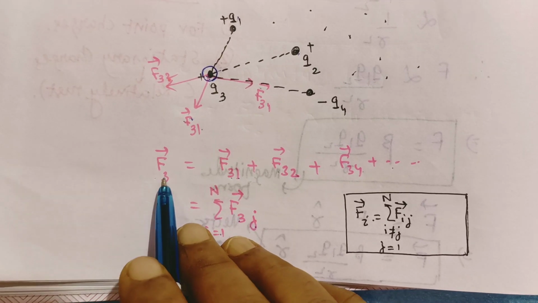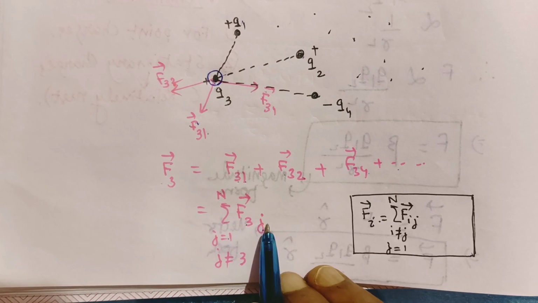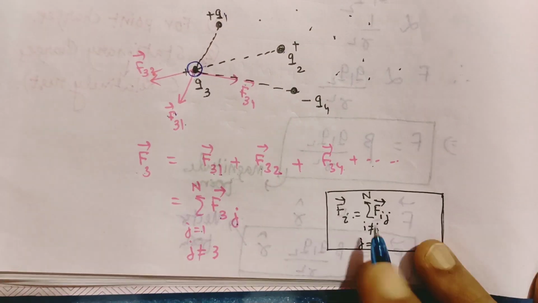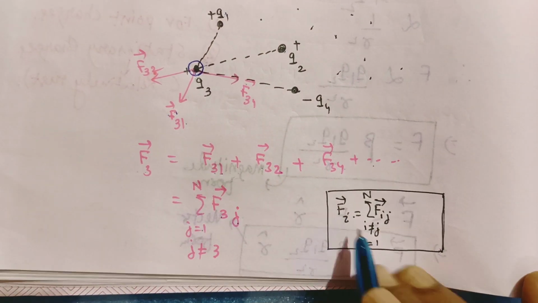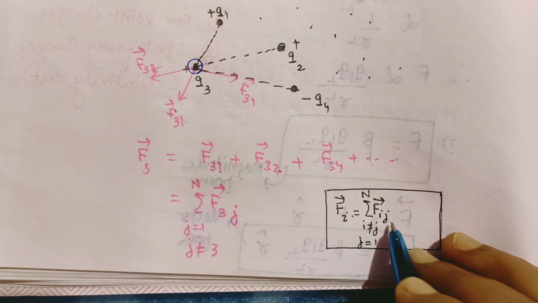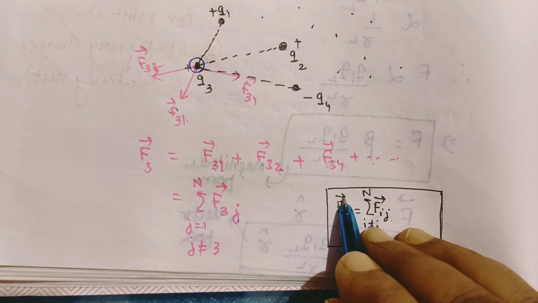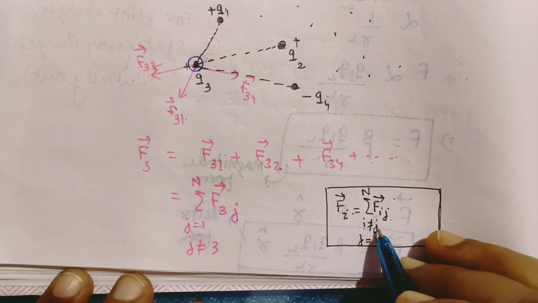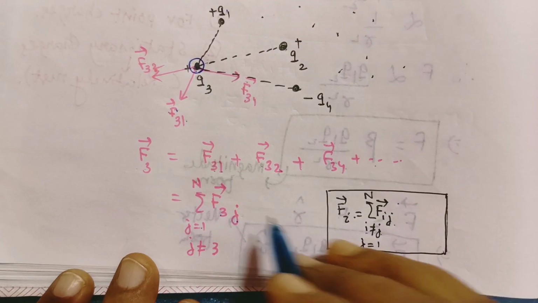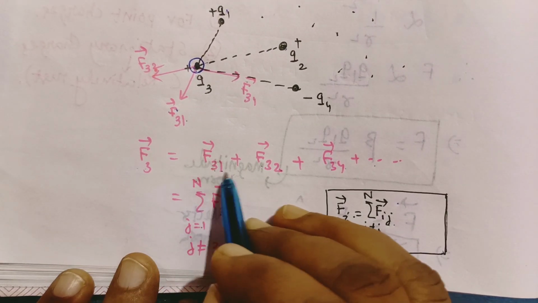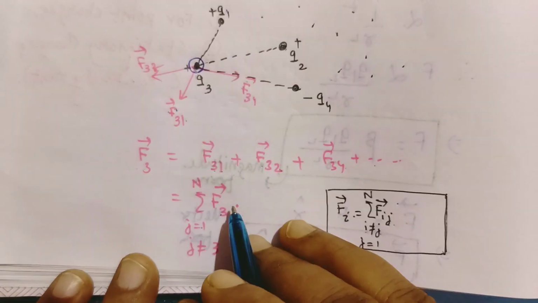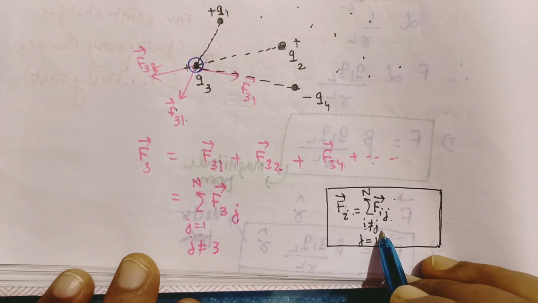Similarly, if you write F4, I will write F4J. Instead of 3, let me write the force as Fi vector, and the dummy variable is J. So its notation is: the total Fi vector is the summation over Fij vectors, with i not equal to j. Because F33 vector is not there: a charge does not develop force on itself. So you have written i not equal to j.